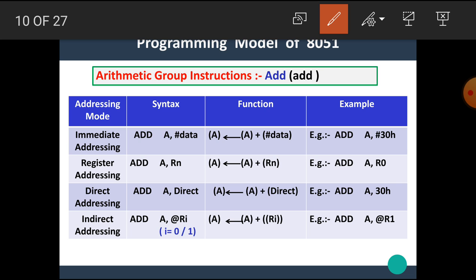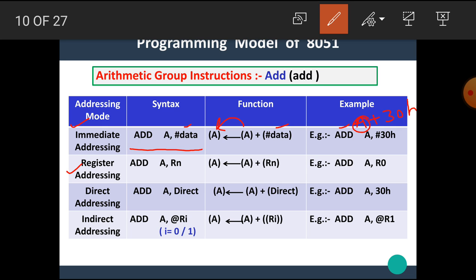The first addressing mode is immediate addressing mode. The syntax is ADD A, #data, that means hash data. The function is the addition of the immediate data and the accumulator is performed and the result is stored in the accumulator. For example, ADD A, #30H, that means the accumulator and the 30H data are added with each other, and whatever the result of the addition is stored in the accumulator.